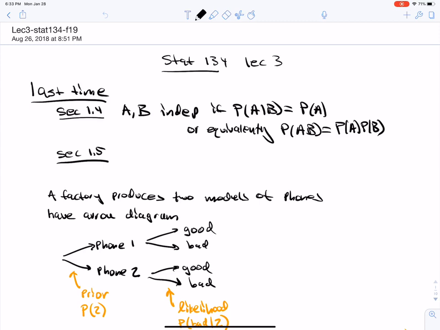Last time we did section 1.4. We talked about what it means for A and B to be independent. A and B are independent if the conditional probability is the same as the unconditional probability. In other words, the probability of A given B is just the probability of A. Or equivalently, the probability of A intersection B is the probability of A times the probability of B.